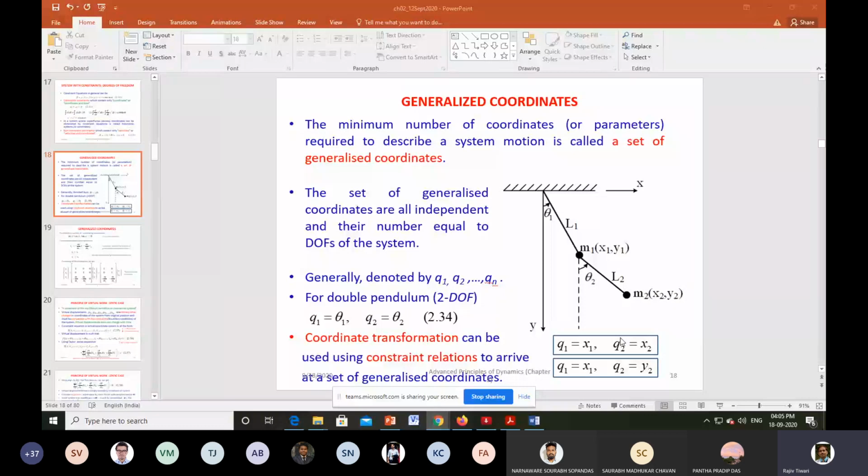Generally, the generalized coordinates in a particular set, say theta1 and theta2, are independent of each other, and their number is equal to the degree of freedom of the system. Generally, we represent them, for an n degree of freedom system, as q1, q2, up to qn. So for an n degree of freedom system, we have n generalized coordinates. For the present problem, we have 2 degrees of freedom, so we have only q1 and q2, which are equal to theta1 and theta2.